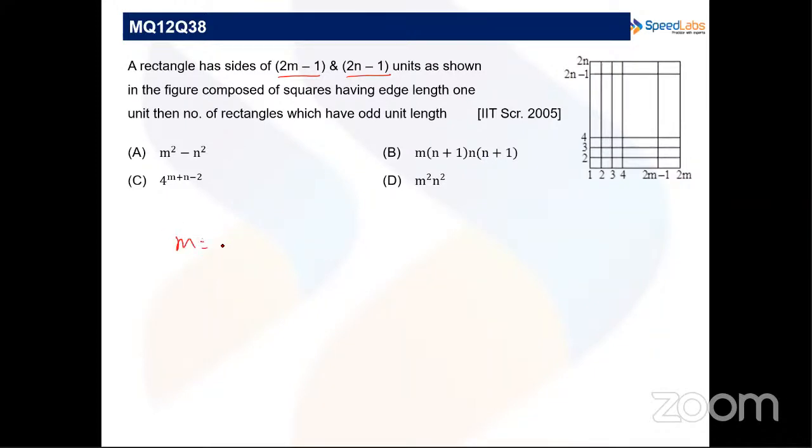Put m equals to 1 and n equals to 2. So you will be having 1 and 3. So we are having a rectangle. Okay, put this also 2. So you will be having a rectangle with 3 and 3 sides.